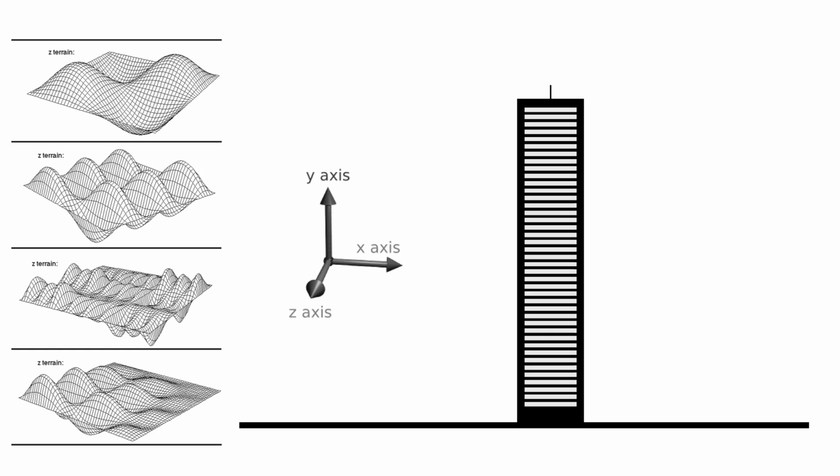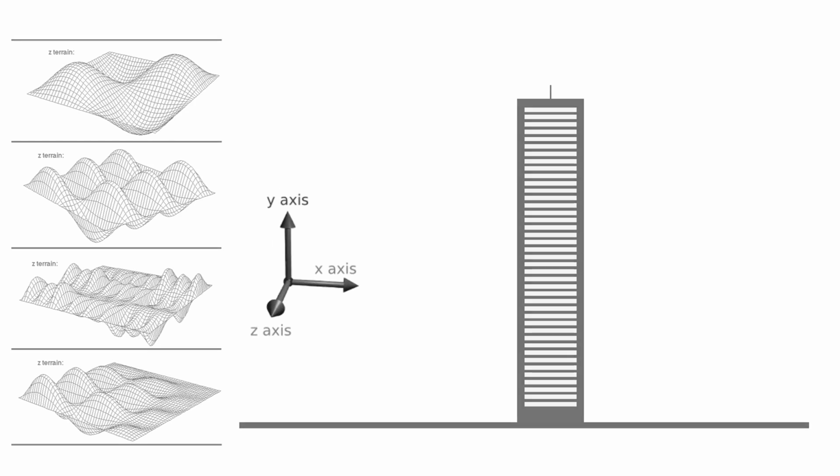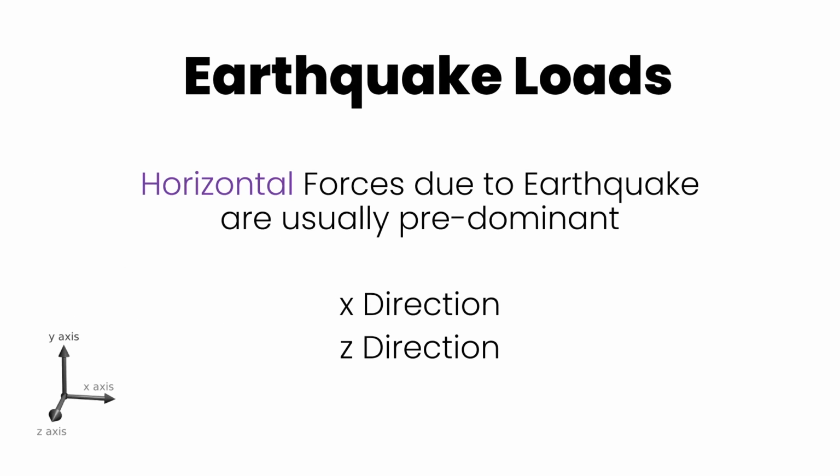Having this basic idea that every force will be broken down along the x, y, and z axes makes our calculation very simple. Let's simplify it even further. When it comes to earthquakes, the horizontal forces are the predominant forces. That is, the forces in the x direction and the forces in the z direction. So everything that we had to do with the y-axis is already gone, and what we are left with is forces in just the x and the z axis.